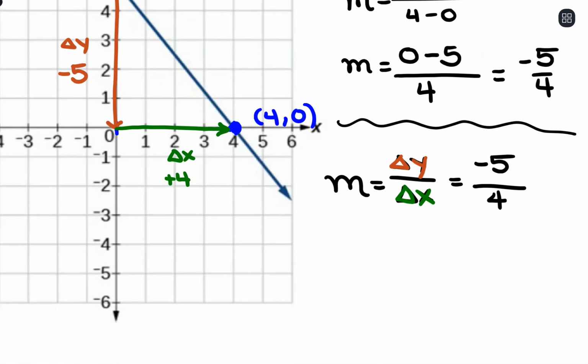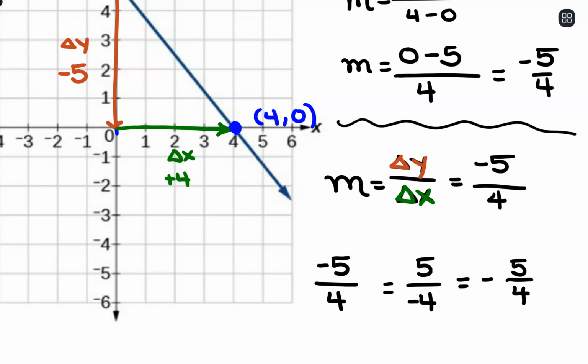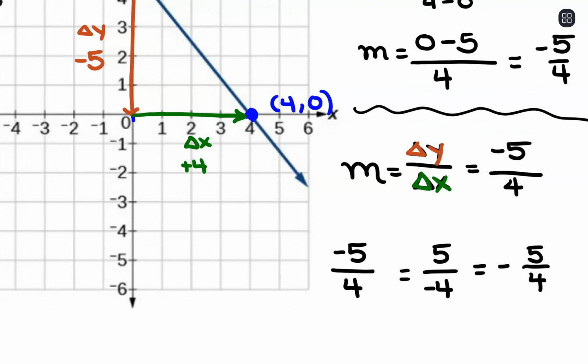All right, and just a quick review of our fractions. It doesn't matter how I write this. You can have -5 over +4. That's the same as having +5 over -4, which is just the same as having a negative out front, 5 over 4. Those are all the same thing.